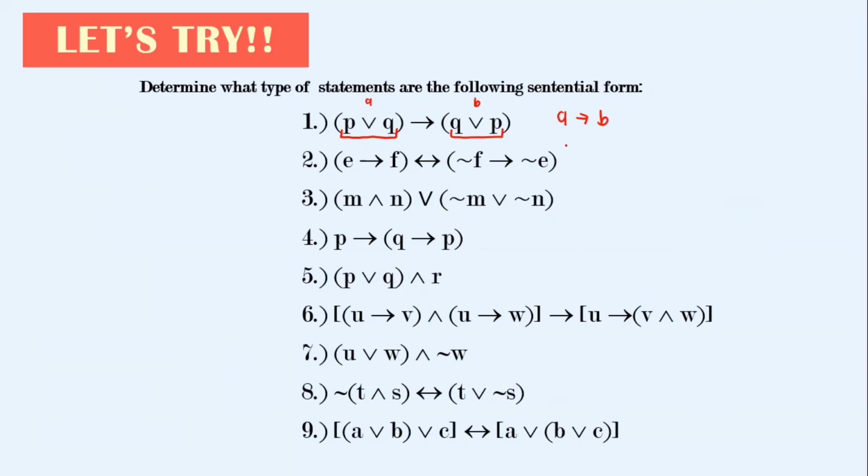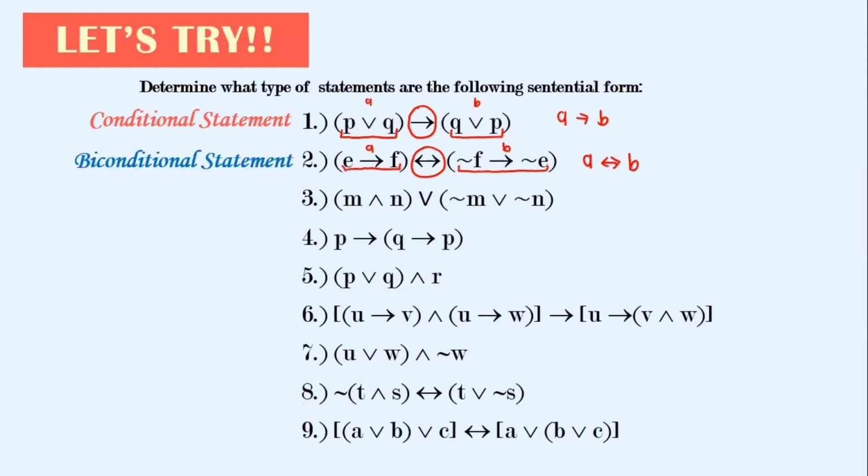So ano po bang pinaka-operator na ginamit? Diba ito? Ibig sabihin, ito ay conditional statement. Okay, next number 2. Okay, naka-parenthesis yung if E then F. Let's say ito yung A mo. And negation of F, then negation ni E. So, kumbaga, ito ay magkasama sa isang parenthesis. So, let's say ito naman yung B. And ang pinaka-ginamit na operator ay ito. So, ito ay A, if and only if B. Therefore, ito ay biconditional.